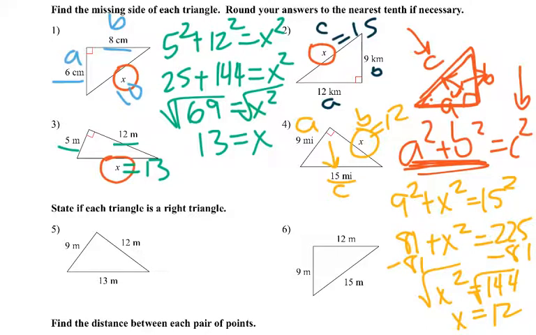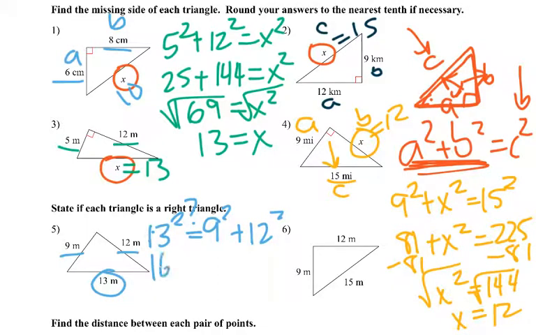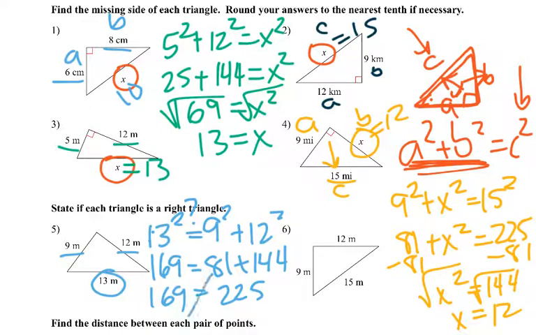Okay, now 5 and 6, they want you to state if each triangle is a right triangle. So the way you do that is you test the Pythagorean theorem. So I take our biggest number, we'll pretend that's our hypotenuse, we'll go 13 squared equal to 9 squared plus 12 squared. And we want to see, are they equal? So 13 squared is 169, 9 squared is 81, 12 squared is 144, 81 plus 144 is 225. So is 169 equal to 225? It's not. So no, that's not a right triangle.